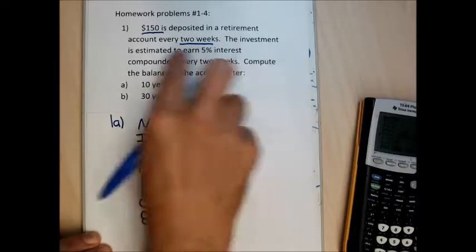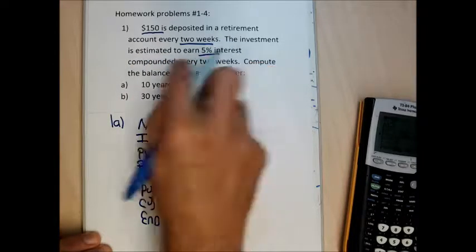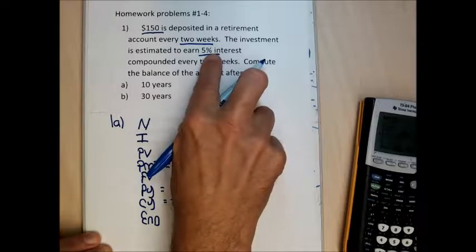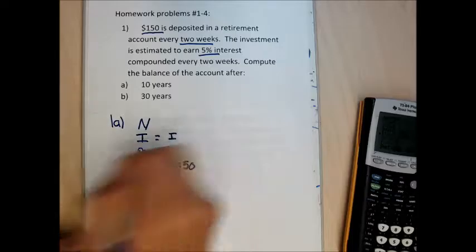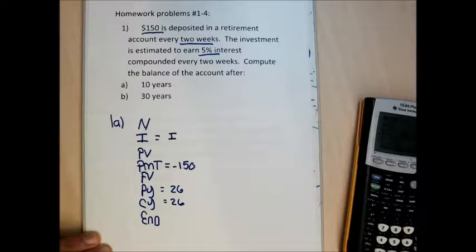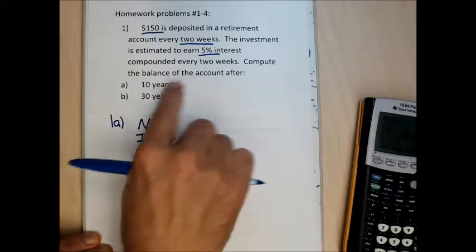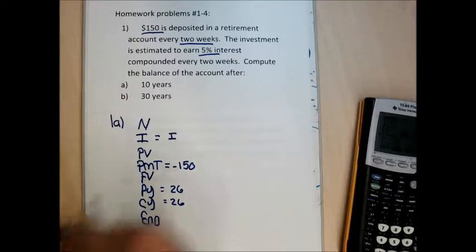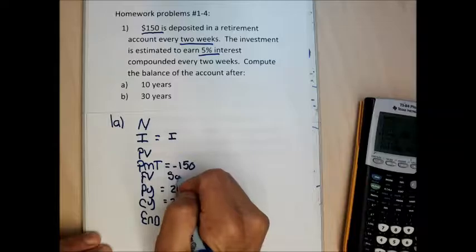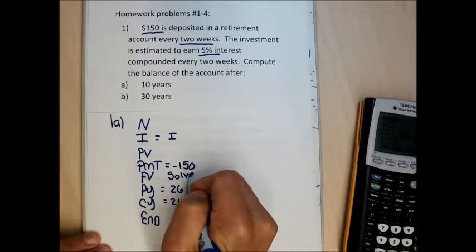Second sentence, the investment expects to earn 5% interest compounded every 2 weeks. The only new number in that sentence gives me the I. And then for part A, compute the balance in the account after 10 years. That means I'm trying to solve for FV, because I'm trying to find the value in the future.